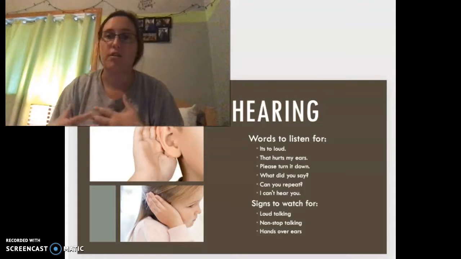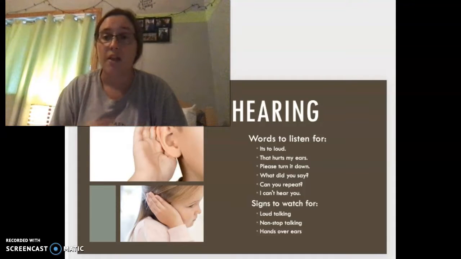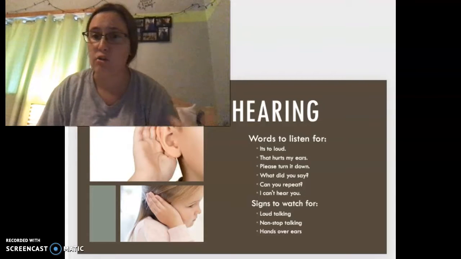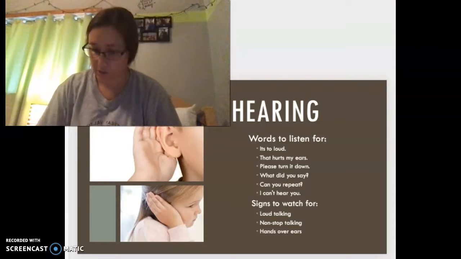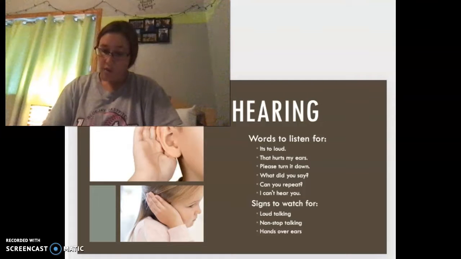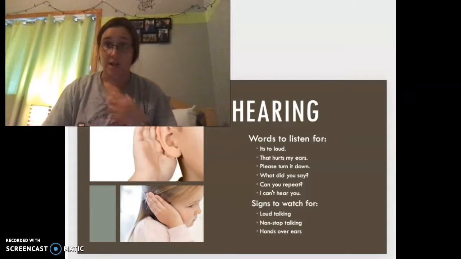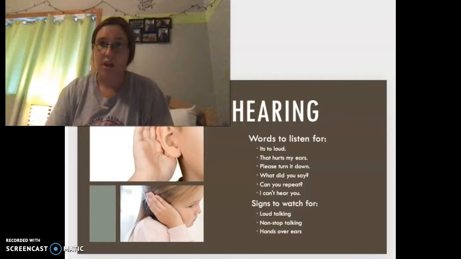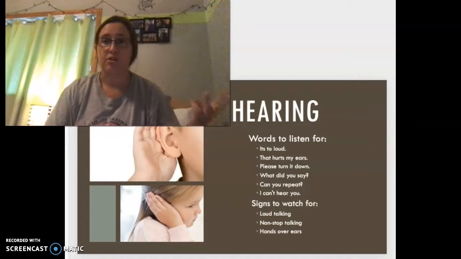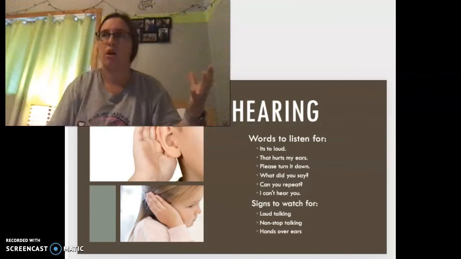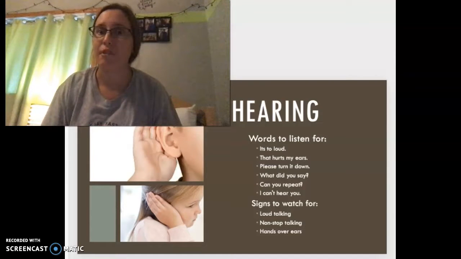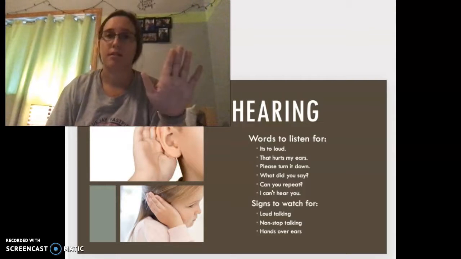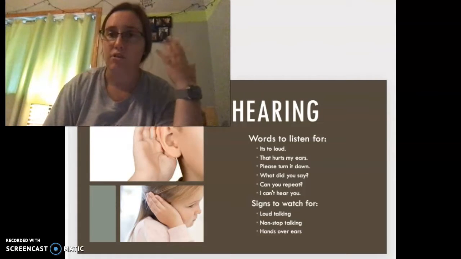So hearing, words to listen for: it's too loud, that hurts my ears, please turn it down, what did you say, can you repeat, and I can't hear you. For that, loud sounds are going to affect those over-responsive students. So it's too loud, it hurts my ears, please turn it down. It might really be too soft, but for them, it is too much. The light is too much. We're not just seeing yet, but hearing, the sound is too much.